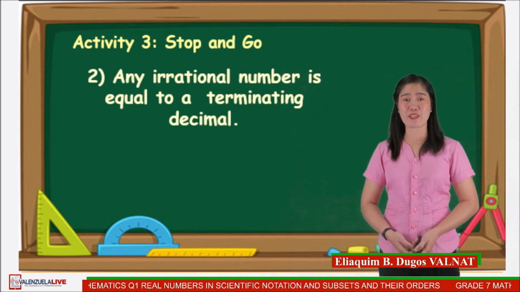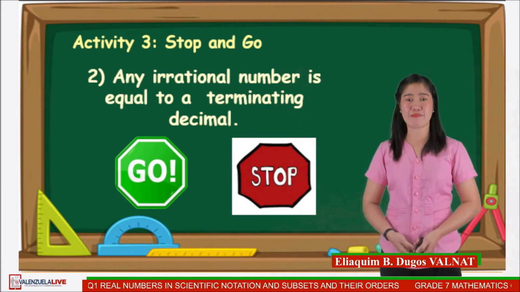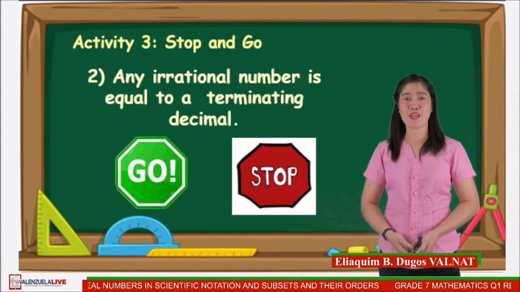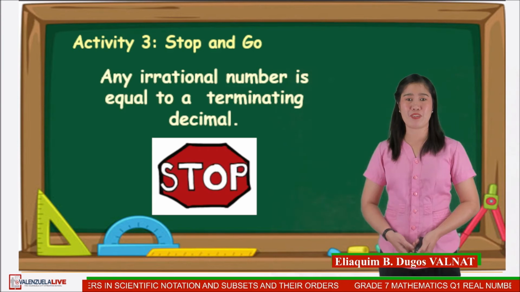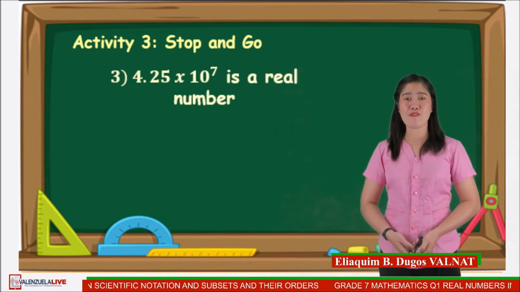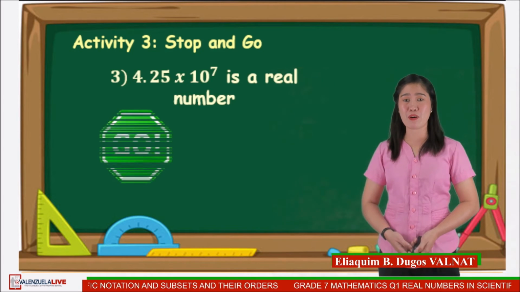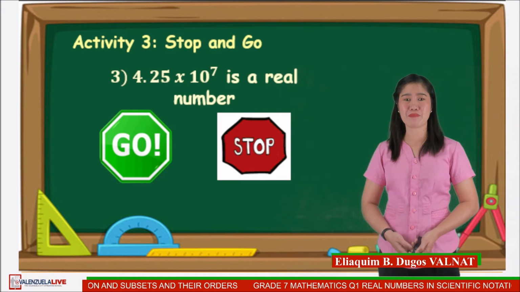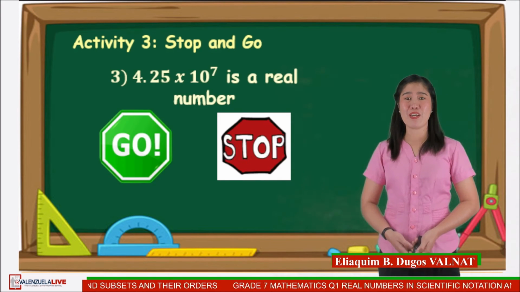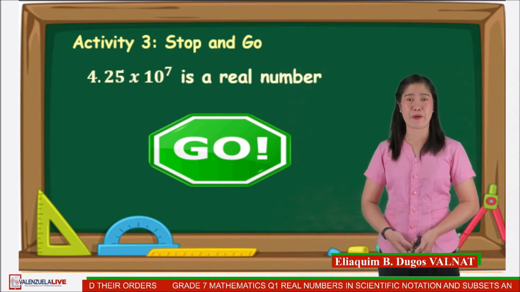Statement number 2: any rational number is equal to a terminating decimal. Is it go or stop? If your comment is stop, then great, you got a correct answer. For statement number 3: 4.25 times 10 raised to 7 is a real number. Is it go or stop? Comment now. If your answer is go, great job. Yes, 4.25 times 10 raised to 7 is a real number.